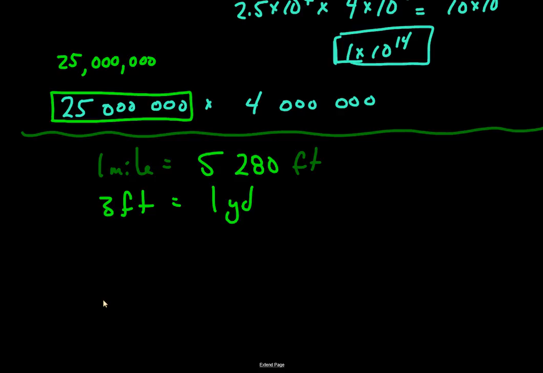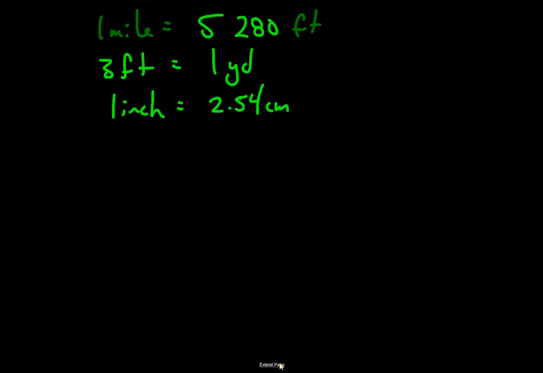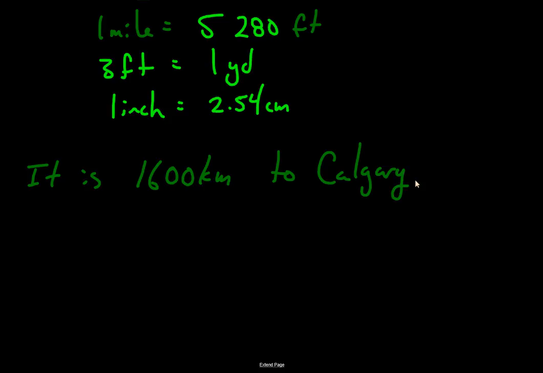All right, so let's say there's anything else I can throw in here. Yeah, okay. So say you know all these things, okay? Well, now what you can do is you can start to create conversion factors just like we did up there. So if I said to you, it is 1,600 kilometers to Calgary. How many miles is this?